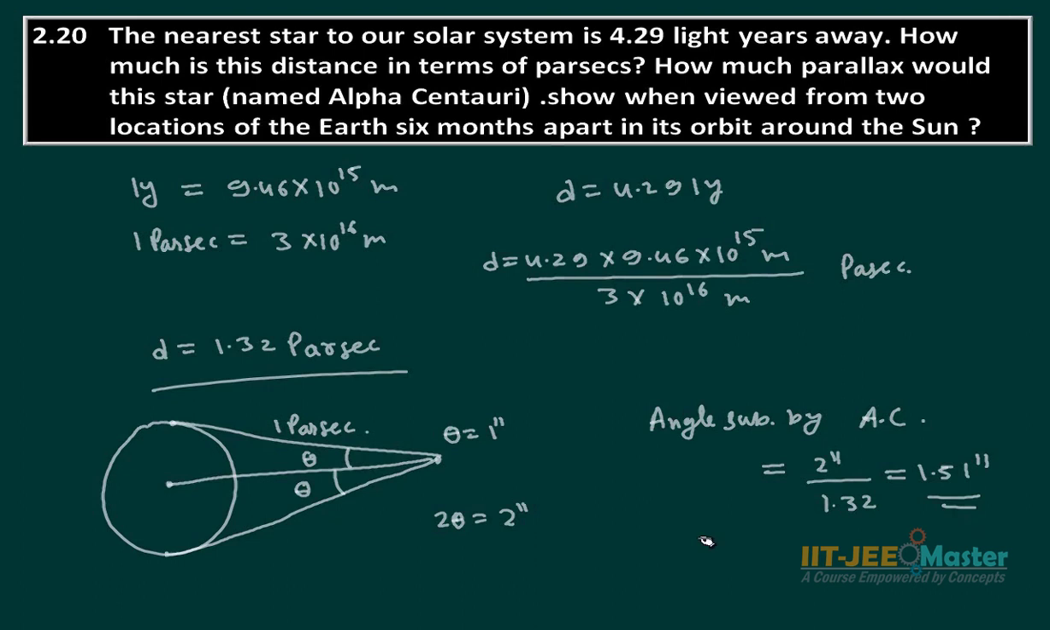As we know, as this distance increases, angle will decrease. Simply, if this distance increases, angle will decrease. So divided by increased distance, you will get decreased angle. This is very simple calculation here. You can do it more precisely, take 1.32 as the distance. So learn how to calculate like this.